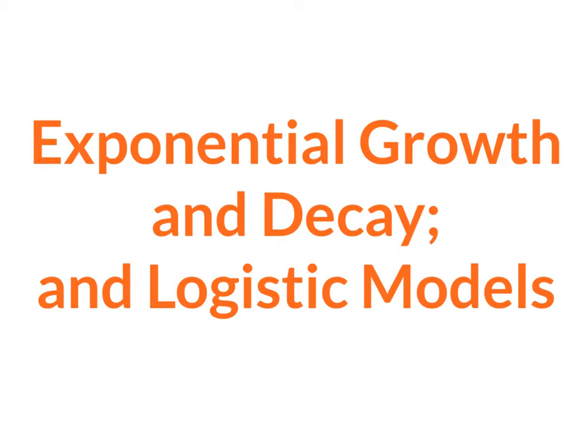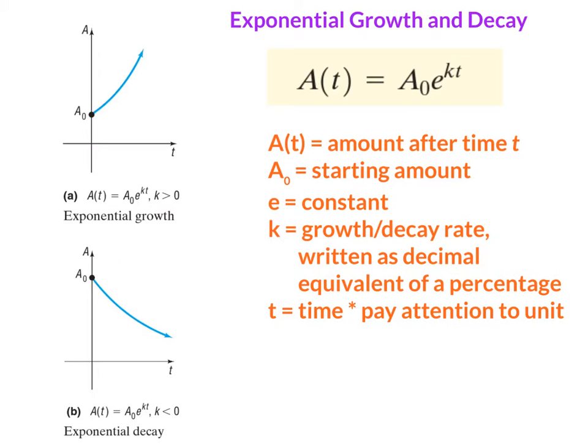In this video, we're going to talk about exponential growth and decay and logistic models. So here we have the equation for exponential growth and decay. A of t is the amount of whatever substance is left after time t. A naught, or A subscript 0, is your starting amount of that material. E is a constant. We've worked with that before. K is our growth or decay rate.